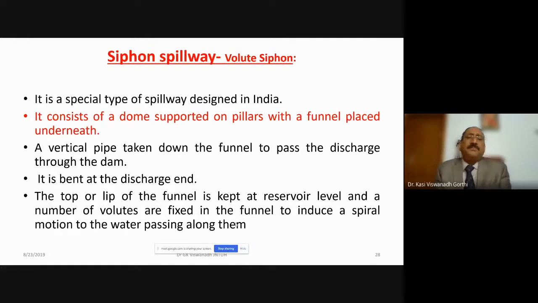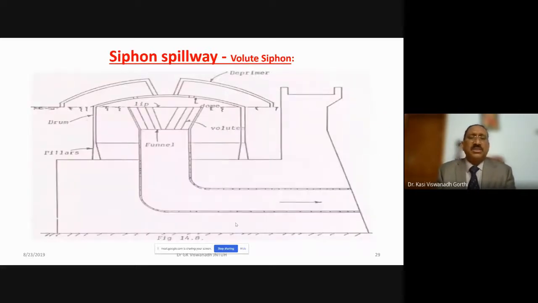A vertical pipe is taken down the funnel to pass the discharge through the dam. It is bent at the discharge end. The top or lip of the funnel is kept at reservoir level and a number of volutes are fixed in the funnel to induce a spiral motion to the water passing along them. So this is how a volute siphon works.